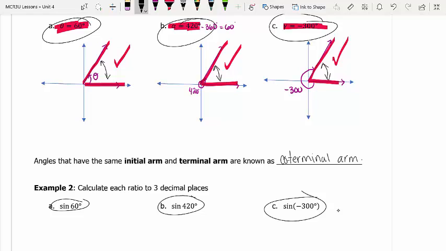So this is a time when you can take out your calculator, because we're going to use our calculator to prove this. So go ahead. Type those into your calculator, let me know what you get. You're going to notice that you get the same value for each ratio. You get 0.866. Okay, and that further proves the existence of coterminal angles, which I should have written here, not arms, coterminal angles.